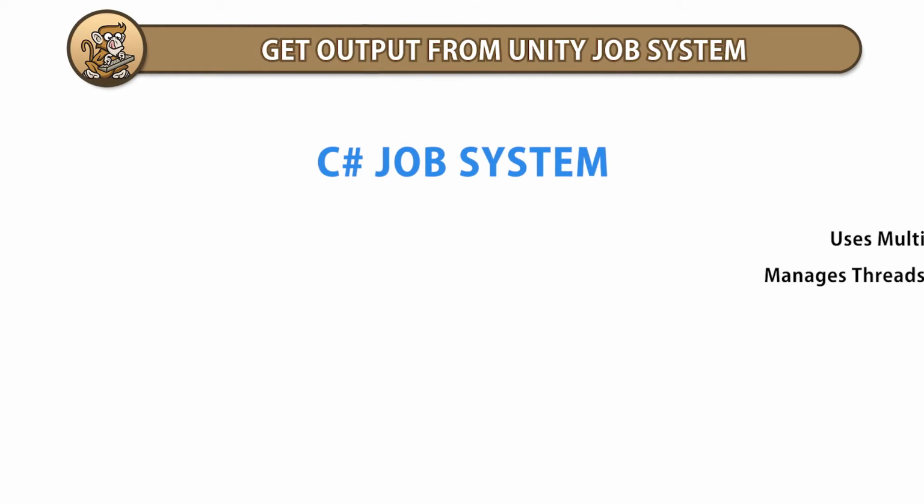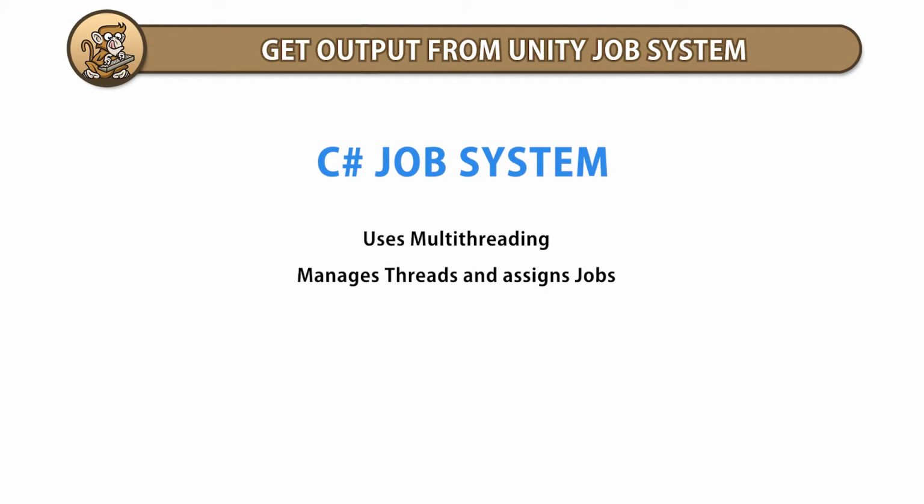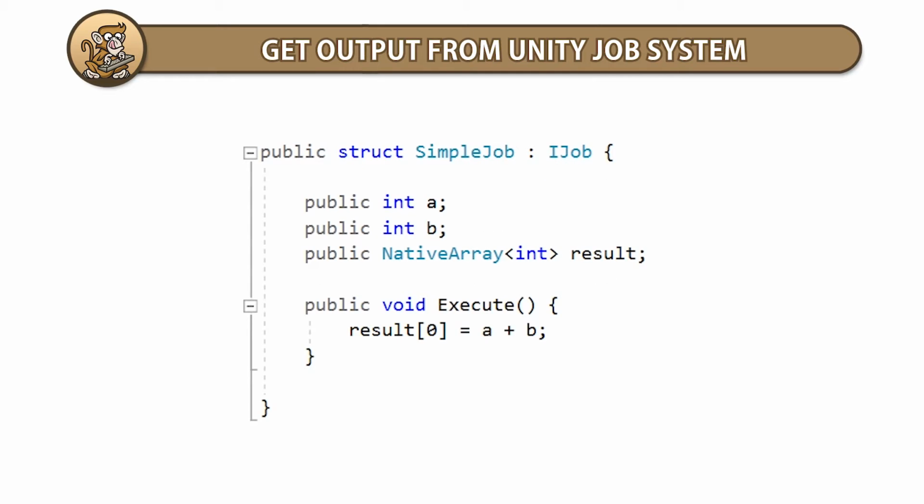In this video, we're going to learn how we can do some work and get the output from the Unity job system. We're going to make a job, schedule it, wait for it to complete, and then grab the result from the main thread. Let's begin!